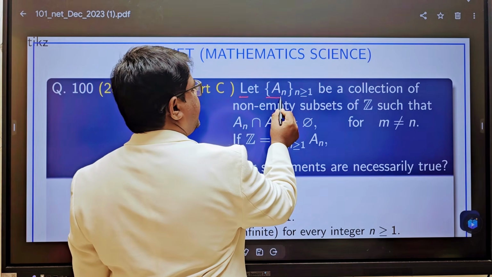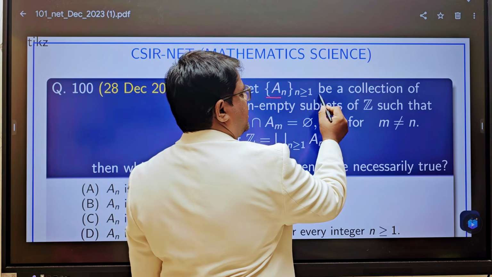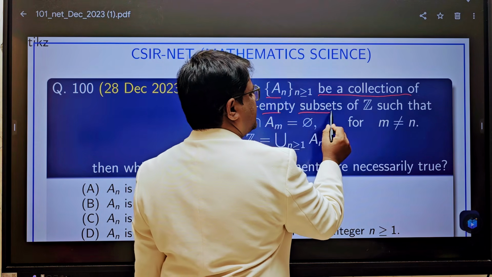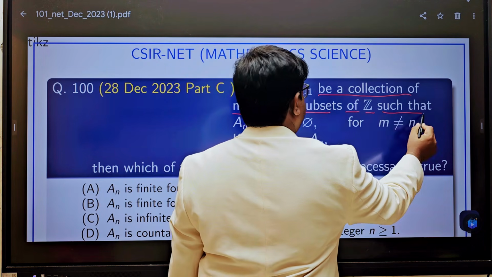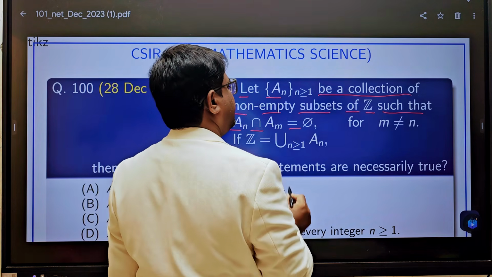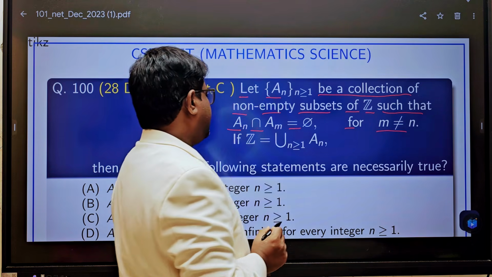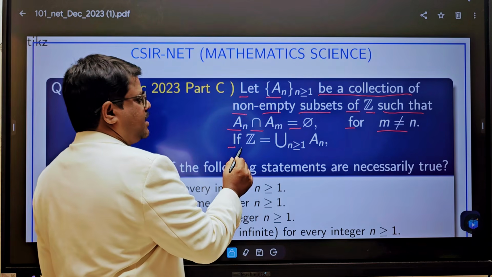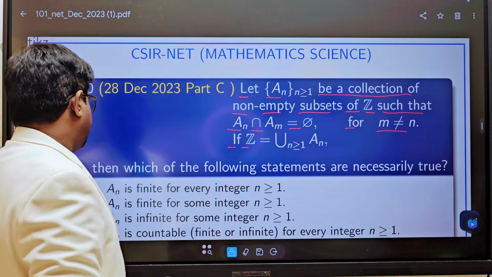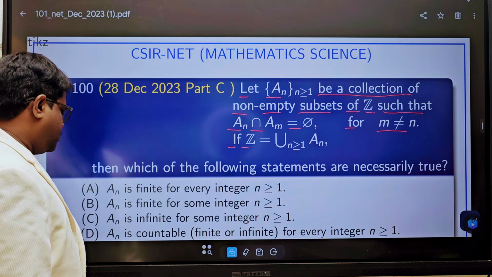Let A_n, n greater than or equal to 1, be a collection of non-empty subsets of Z such that A_n intersection A_m equals phi for m not equal to n. If Z equals the union over n greater than or equal to 1 of A_n, then which of the following statements are necessarily true?